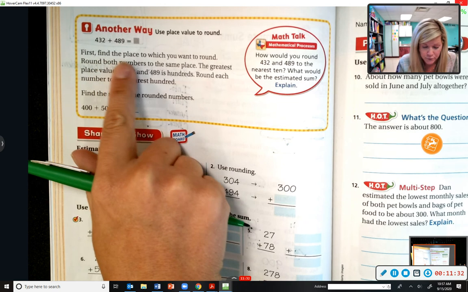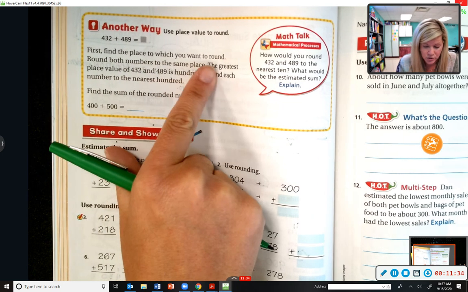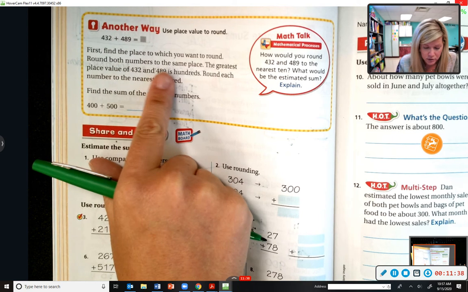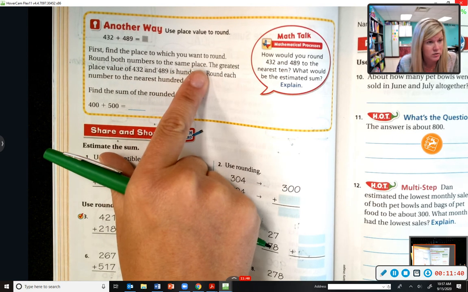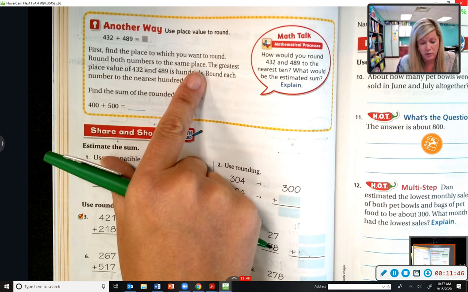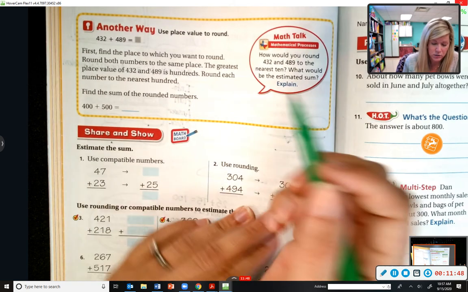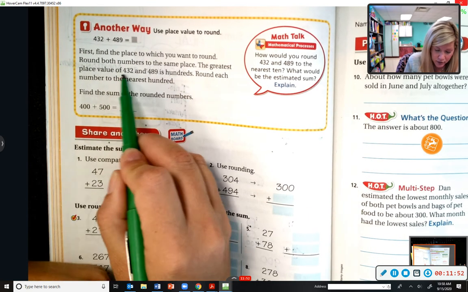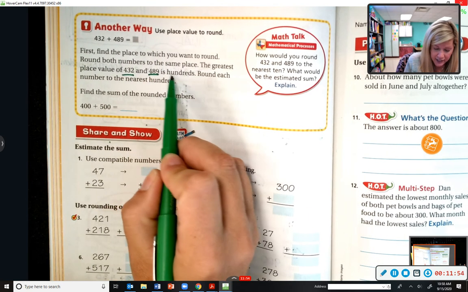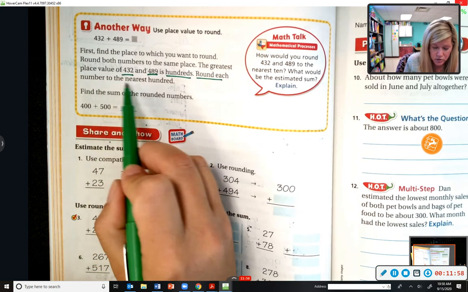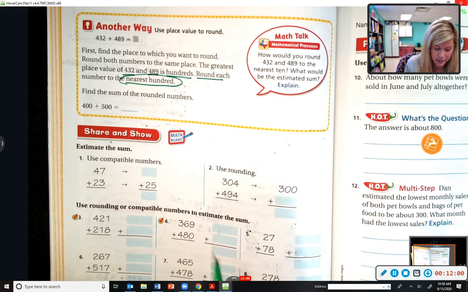It says first find the place to which you want to round. Round both numbers to the same place. So that's important. If you decide that you want to round to the hundreds place, then you need to do it to both. If you want to round to the tens place, then you need to do it to both of the numbers. The greatest place value of 432 and 489 is the hundreds. So let's go ahead and round each number to the nearest hundred.